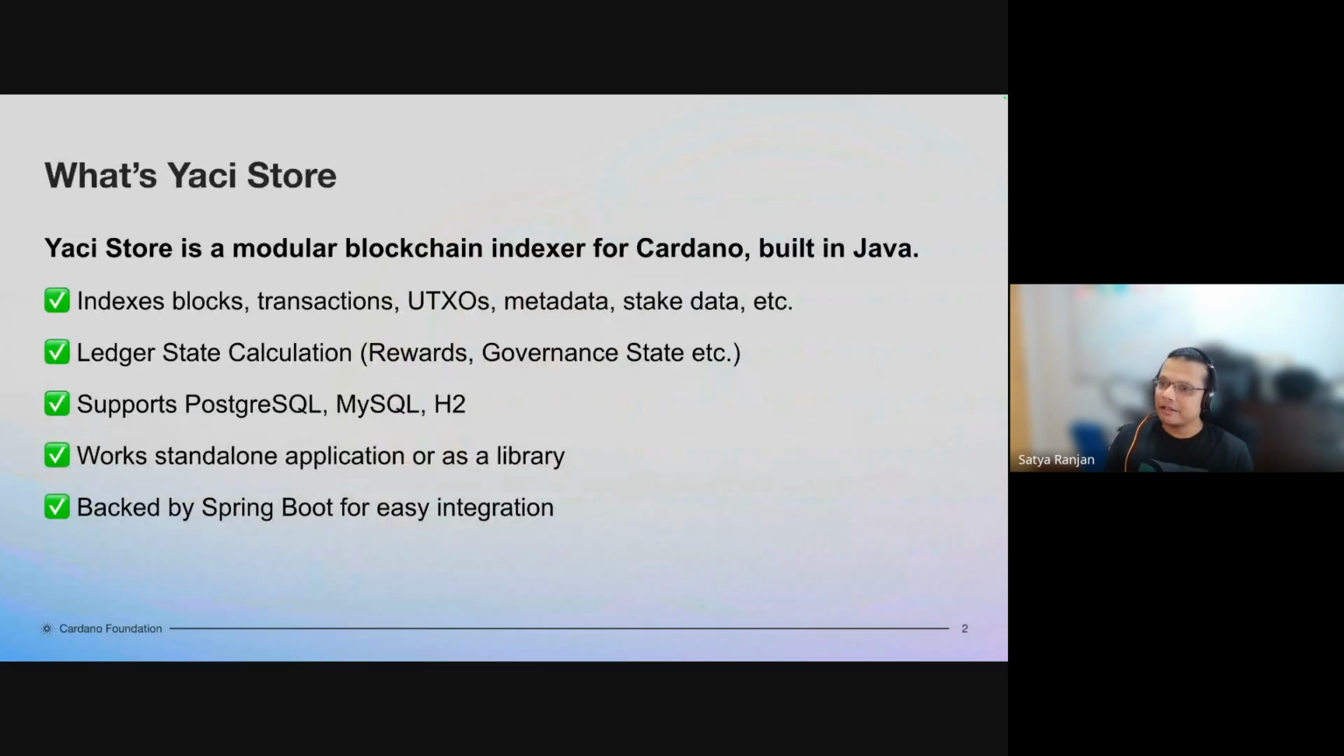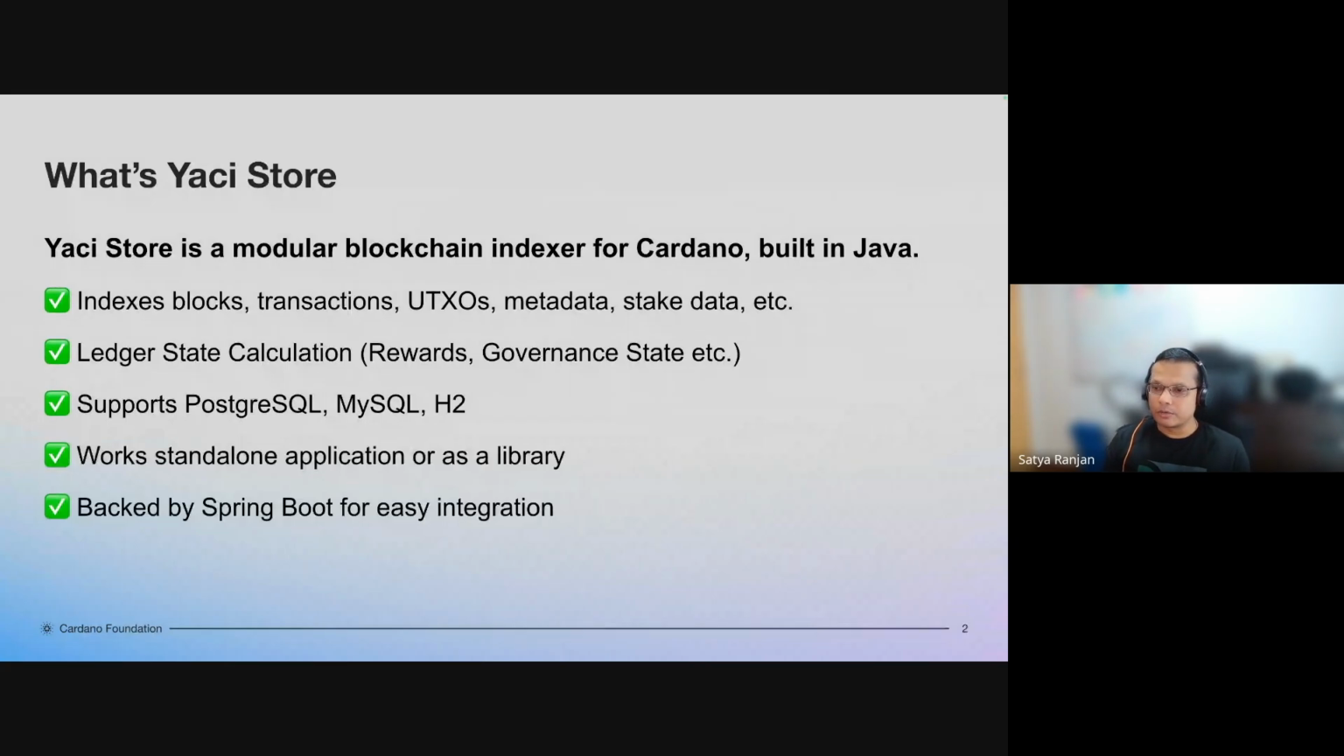If you're hearing about Yaci Store for the first time, Yaci Store is a modular blockchain indexer for Cardano. It's built in Java. It indexes all on-chain data like blocks, transactions, UTXOs, metadata, or any other data you can think of within Cardano. And it also calculates ledger state, which includes both reward calculation and governance state calculation. In the current beta release, which is 2.0.0 beta 3, ledger state calculation is in beta phase. That's why we have tagged the release as beta, but all other modules are production ready. You can use them in your production deployment.